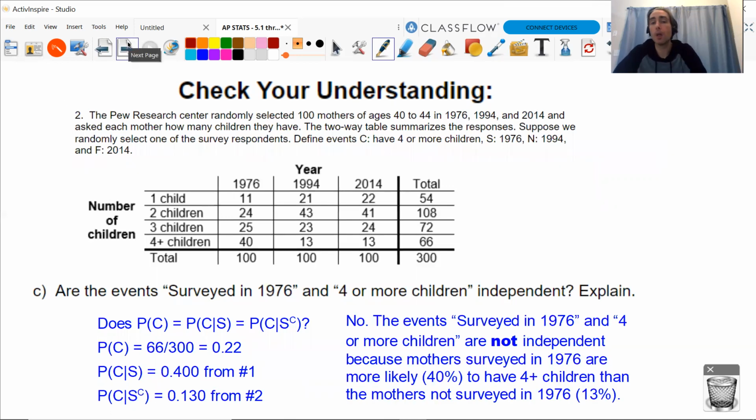So you can say the events surveyed in 1976 and 4 or more children are not independent because mothers surveyed in 1976 are more likely, 40%, to have 4 or more children than the mothers not surveyed in 1976, 13%. If they were independent, they'd be exactly the same.